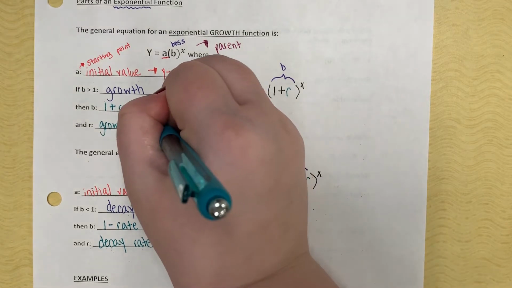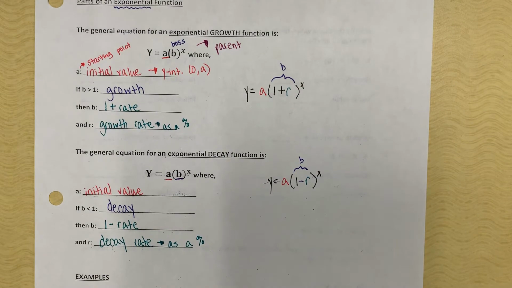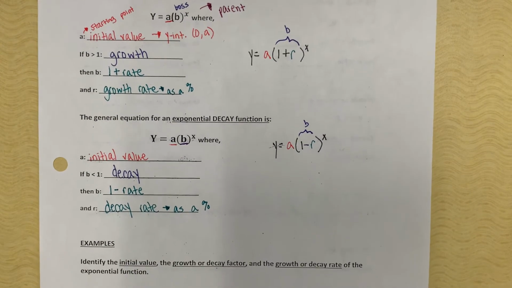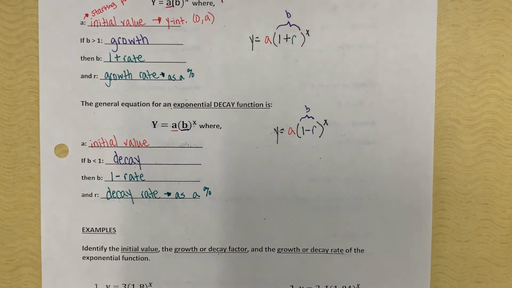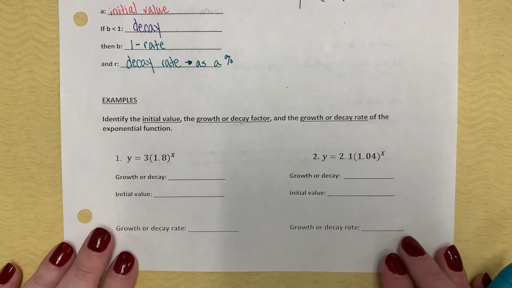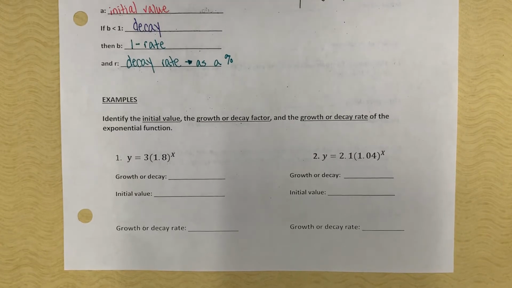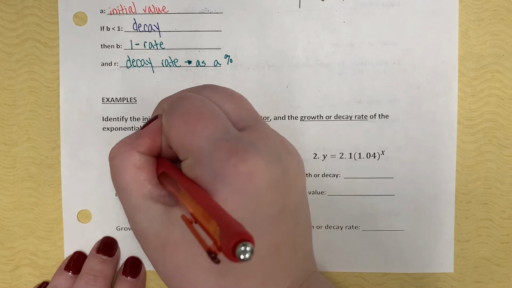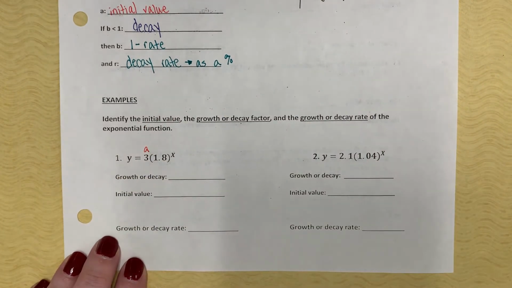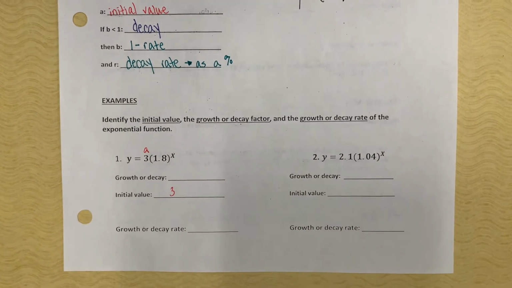Okay. So let's show you, for example. So here's a couple examples. They want us to identify the initial value, the growth or decay factor, and the growth or decay rate of the exponential function. I'll zoom this on up a little bit so we can actually see what I'm talking about. Remember, A is always the guy out in front. He's the starting point. He's outside being multiplied. So on number 1, A would be 3. So our initial value is 3 because A is initial. It's starting. That's what initial means.